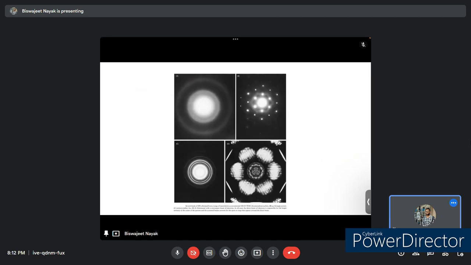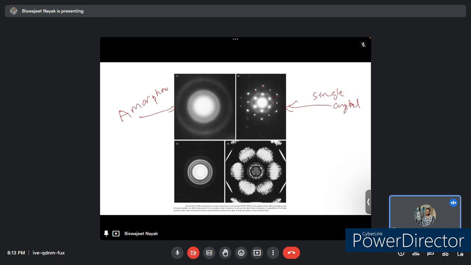Here we can see several pictures from a range of materials in TEM. The first one corresponds to amorphous carbon. The second one is a single crystal, that's why we can see different spots which represent different planes of the single crystal. And the third one represents polycrystal, and the fourth one convergent beam of electrons.